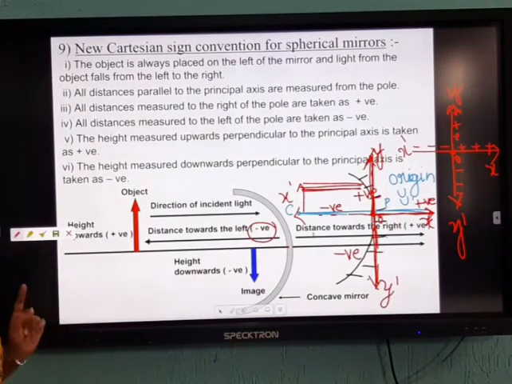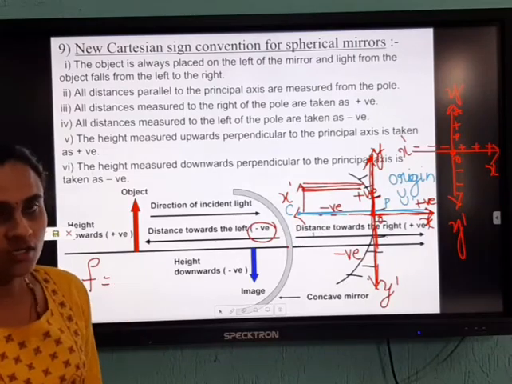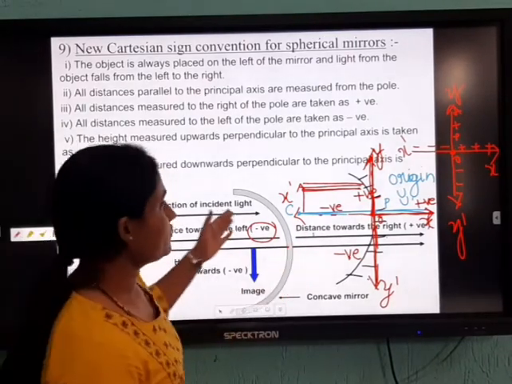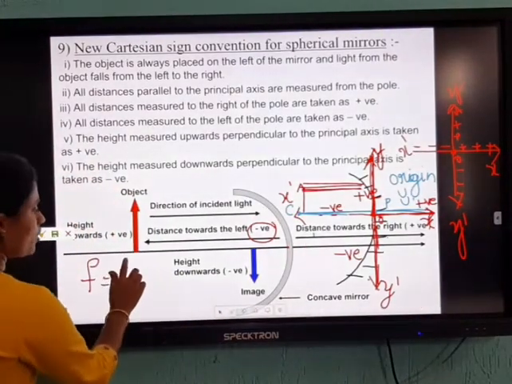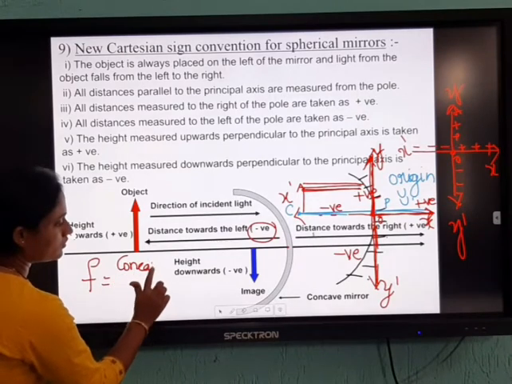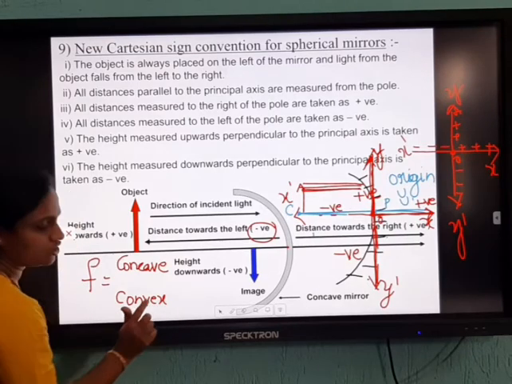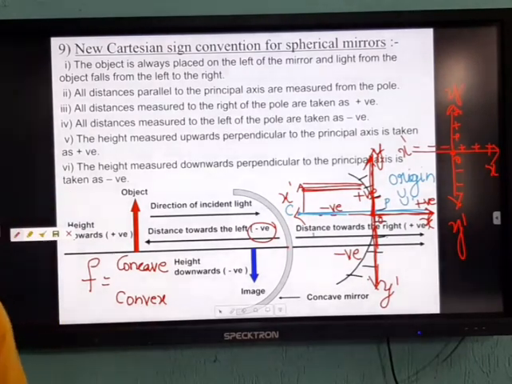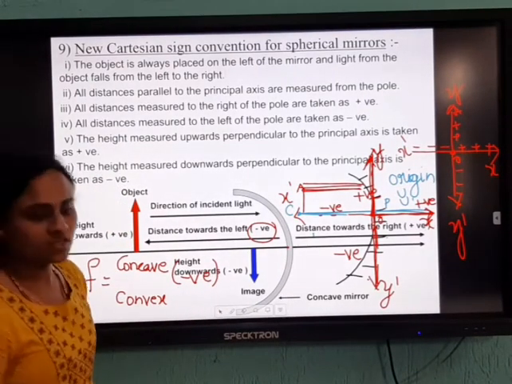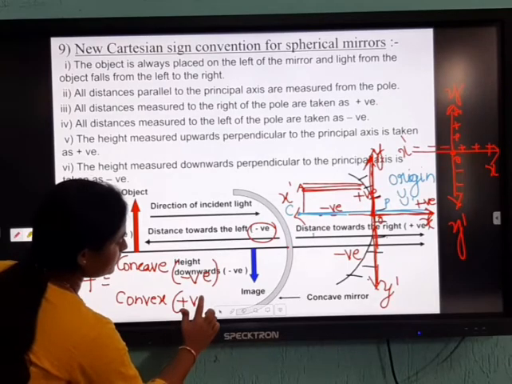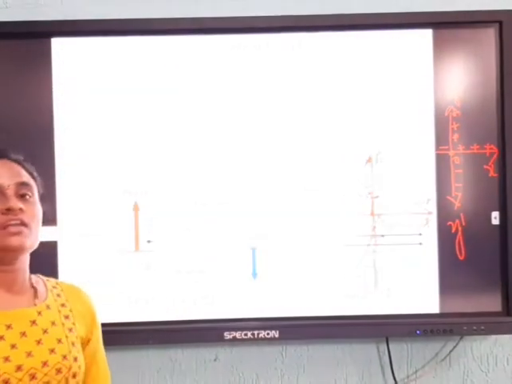And you should know that the focal length is the distance between the pole and the principal focus, that we are going to take as the focal length, right? This focal length for the concave mirror and convex mirror, you all know there are two types of mirror. For the concave mirror it will always be taken as negative, and for the convex mirror it will always be taken as positive.